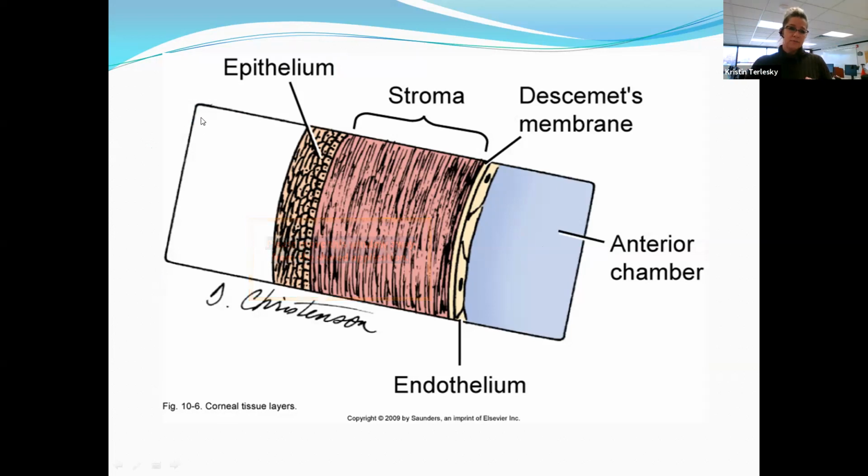Okay, so this is backwards. Sorry. This is your cornea right here, and your epithelium. Your stroma is going to be your middle layer right here. That's your thickest layer. Descemet's and endothelium right here. So it seems kind of weird, that cornea, but you've got those 4 layers in there.